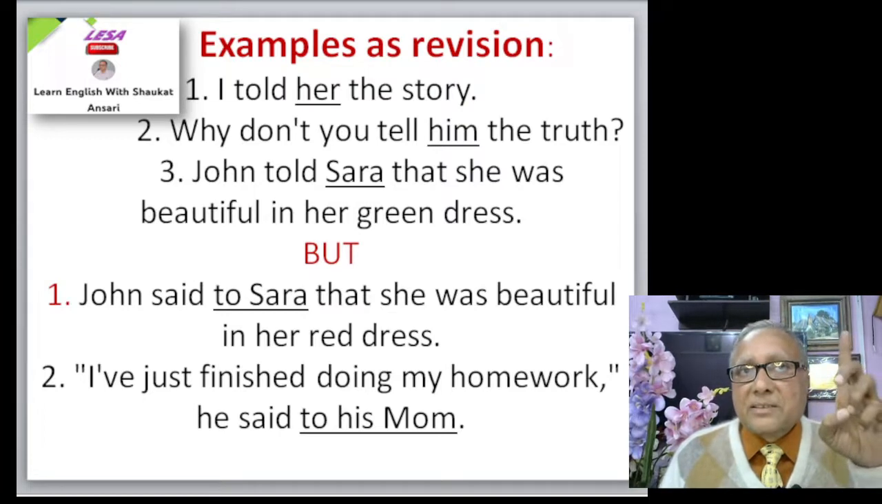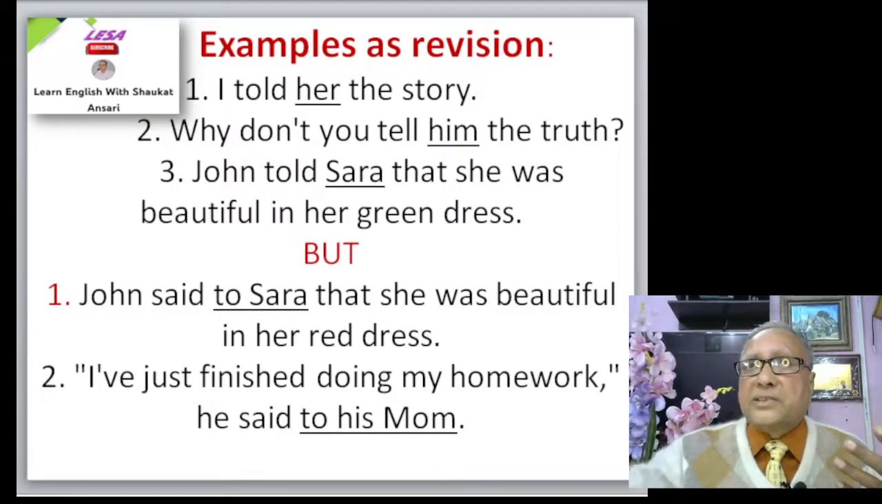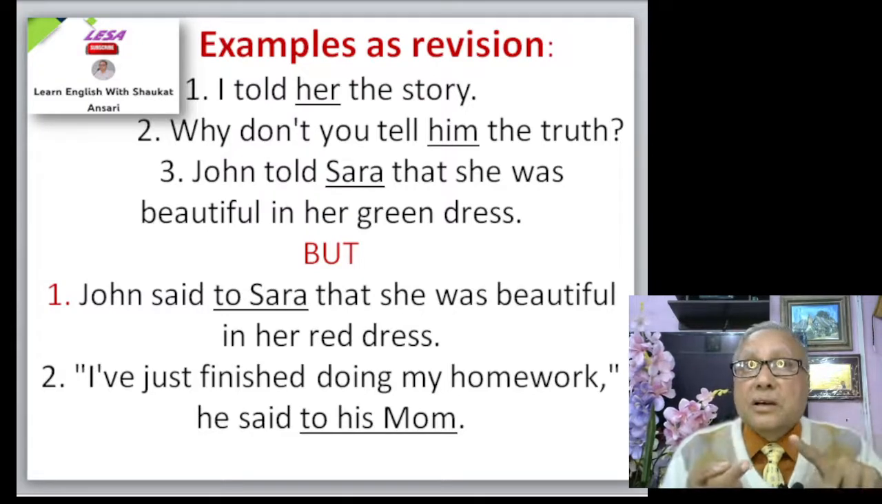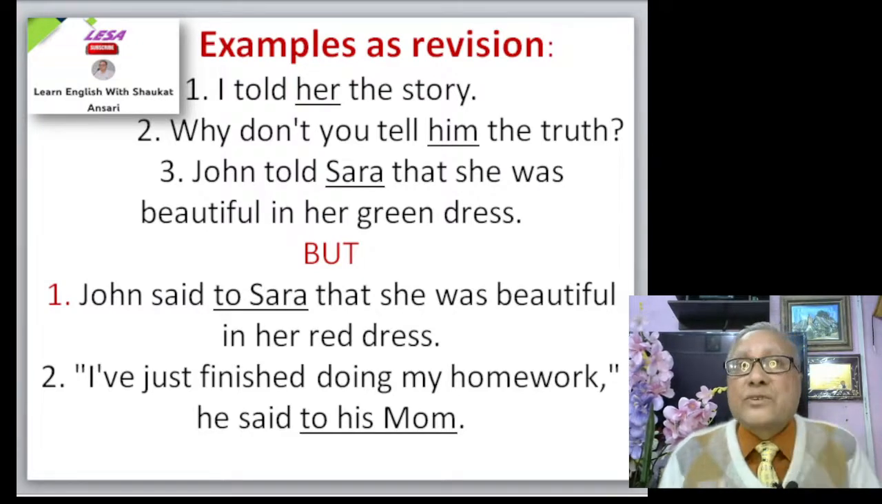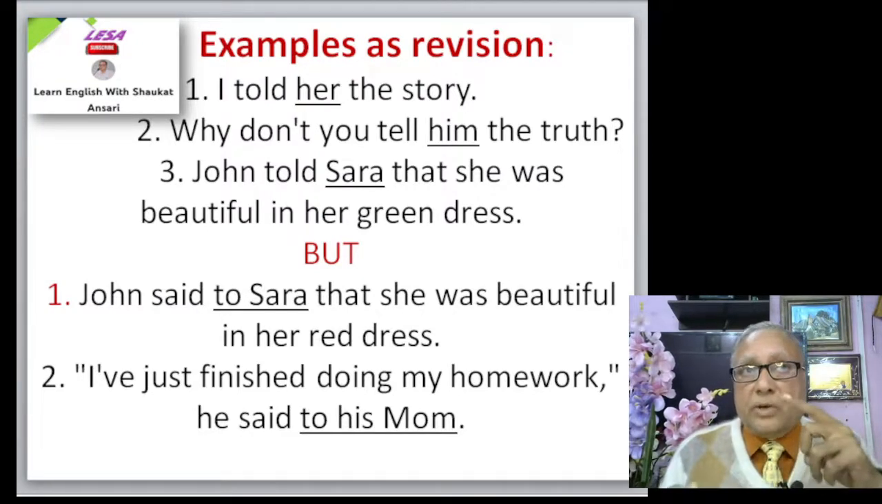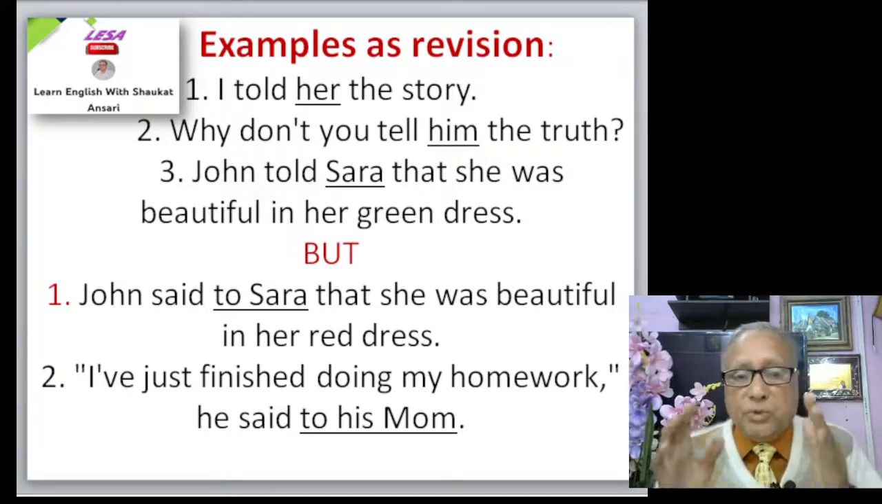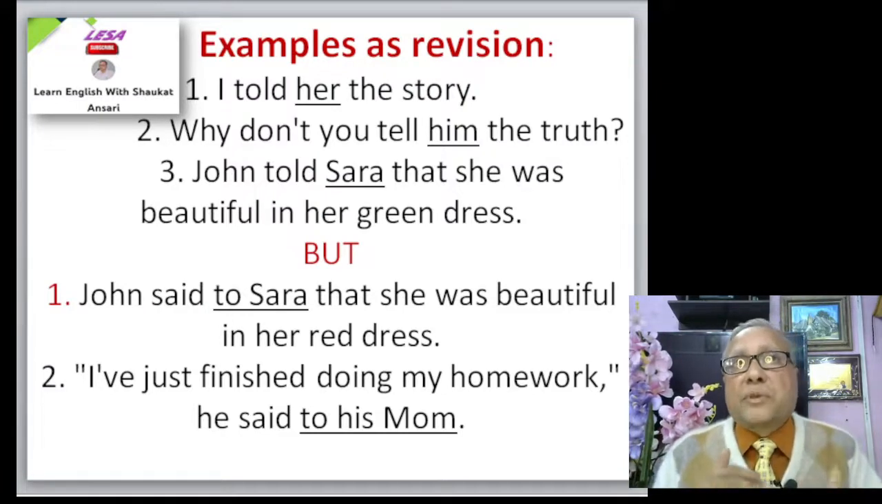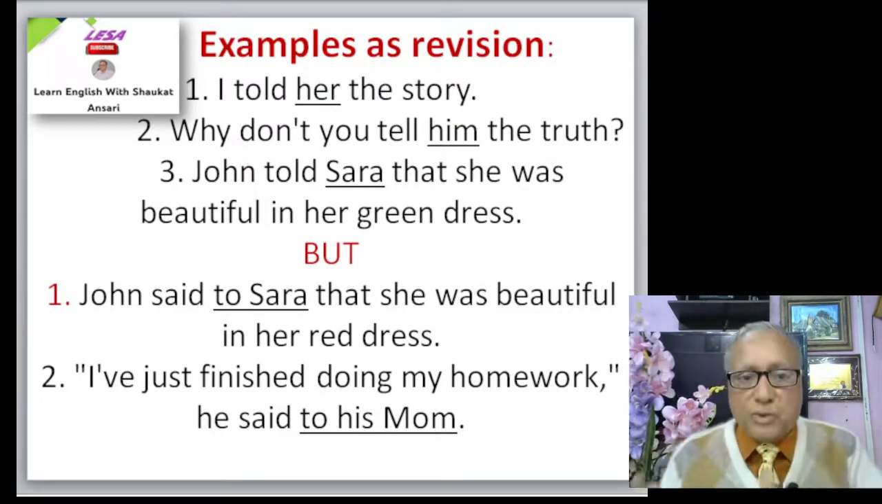He said just, he said hello. He said good morning. He said Adil is the best student. But he said to Sarah. He said to me. He said to Rahim. So after said, if you wish to add an indirect object, after said or say or says, there must be to. Says to, say to, said to.